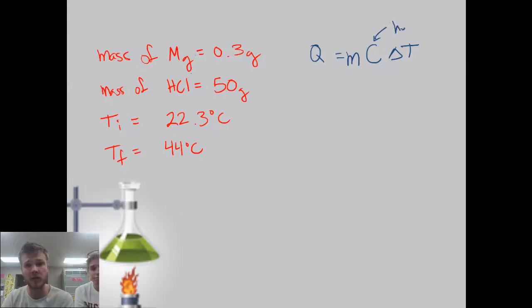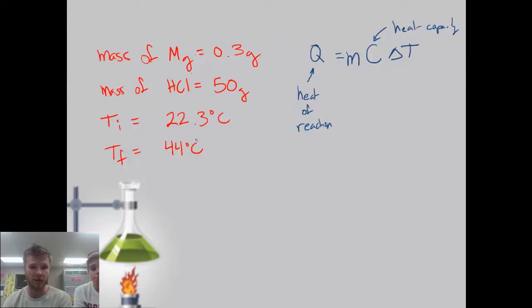Last time we did this, think back to when we did the metal lab. We had metal losing heat, and the heat was being absorbed by the water. So we were calculating Q for the water. What we're doing now is we actually calculated the temperature change in the reaction. So this is going to be our heat of reaction, or the heat released. So we are solving for Q.